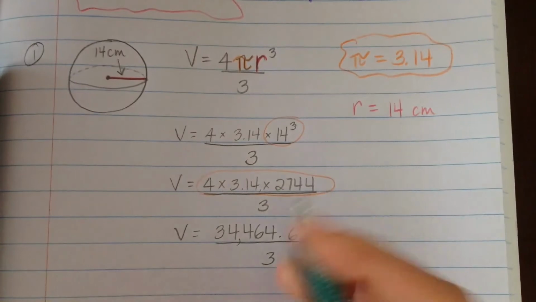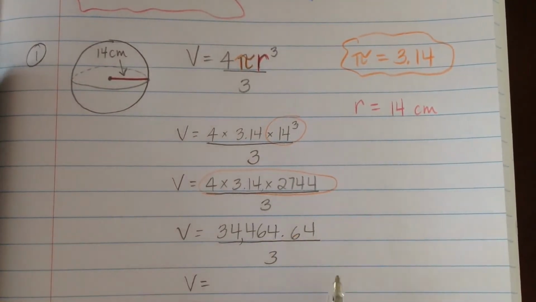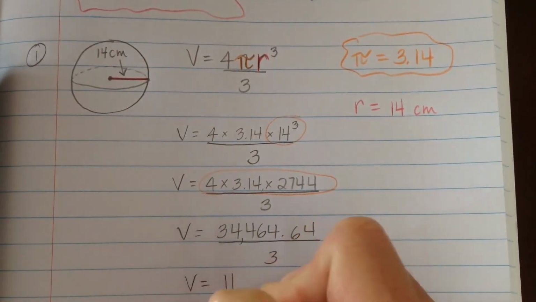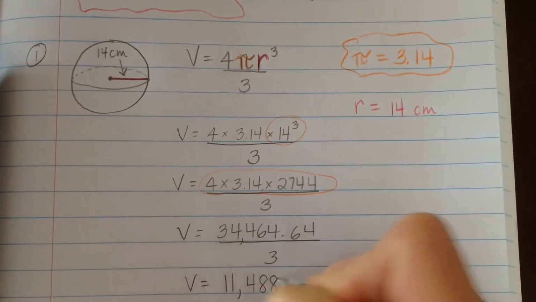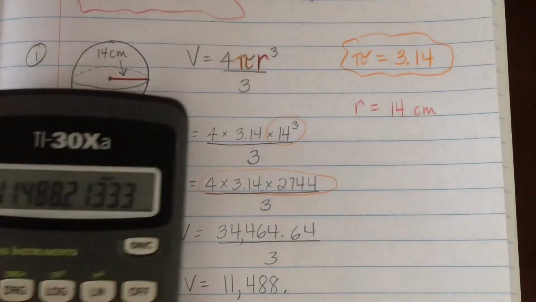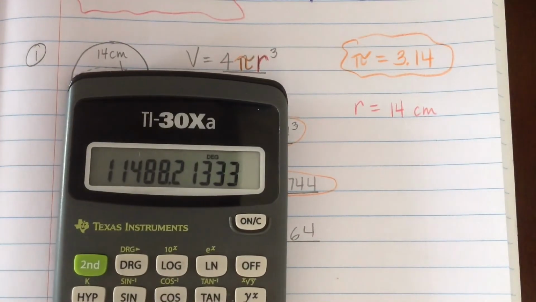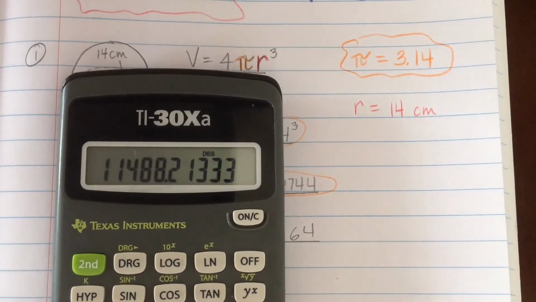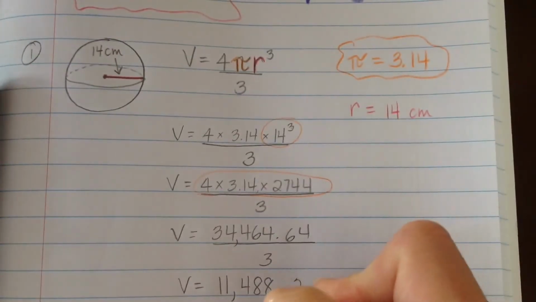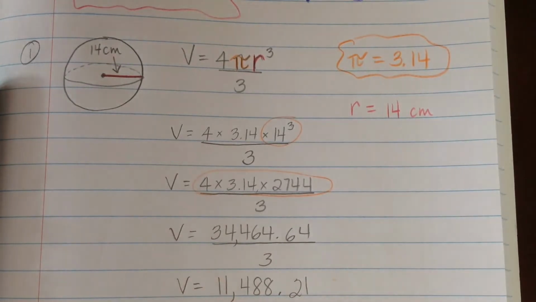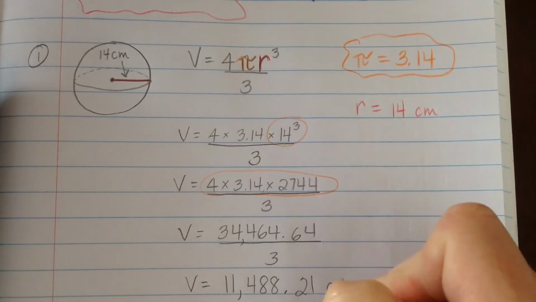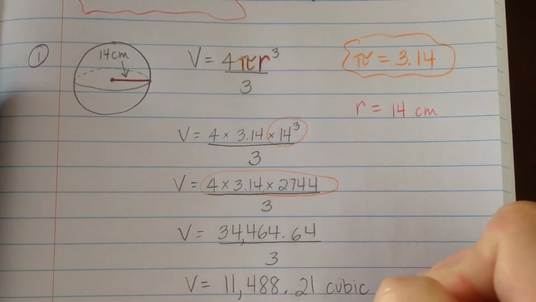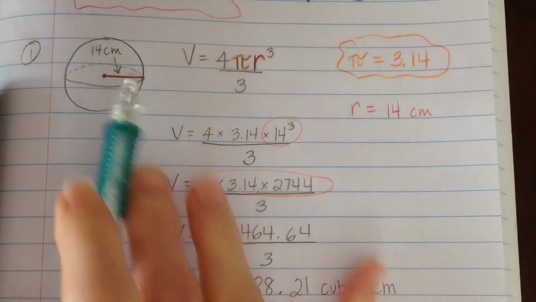All right, so this was 34,464. So when it got divided by 3, the volume is 11,488, and I'm going to round it to the nearest hundredth. Which digit is in the hundredths place? That one. So 0.21. And since it's volume, it's that 3D space inside of the sphere, so it will be cubic centimeters for this one. This one was centimeters.